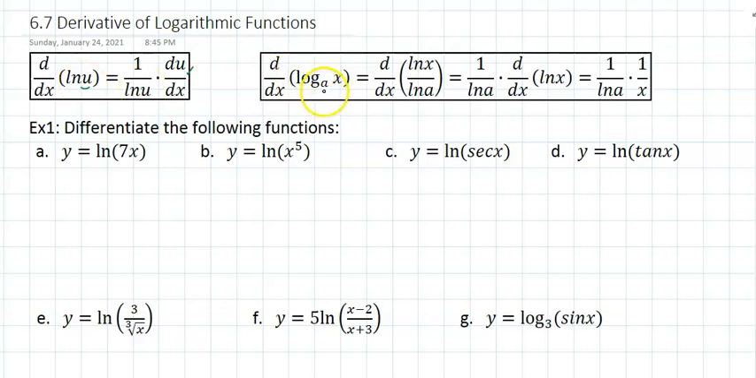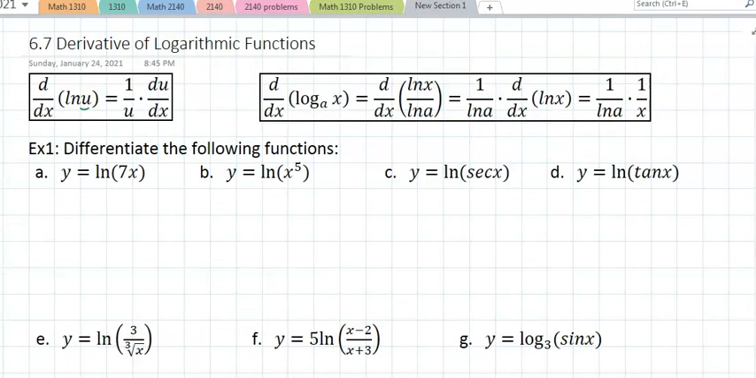If the base is anything other than e, then I could use the change of base formula and say that's natural log of x over natural log of a. Natural log of a is a constant. I could ignore that and end up just taking the derivative of natural log, which is the derivative of natural log of x is 1 over x.